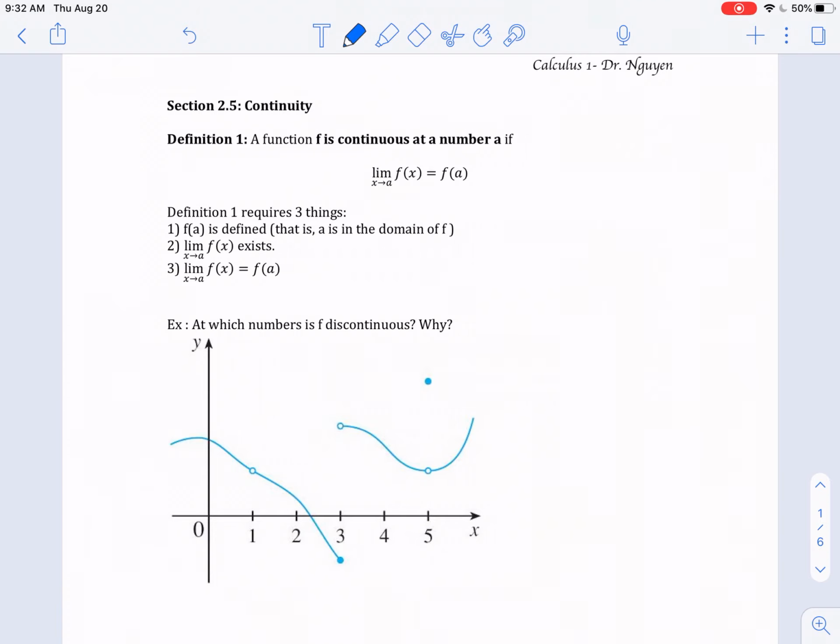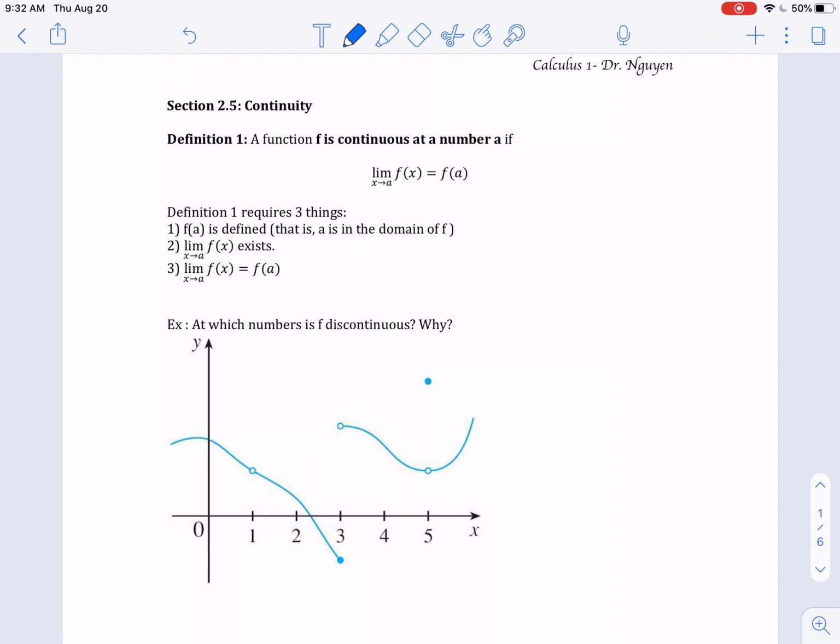Hi class, today we're going to talk about continuity. This is a very important concept of functions. As you can see, definition 1 shows you how to define continuity. Definition 1 requires three things.